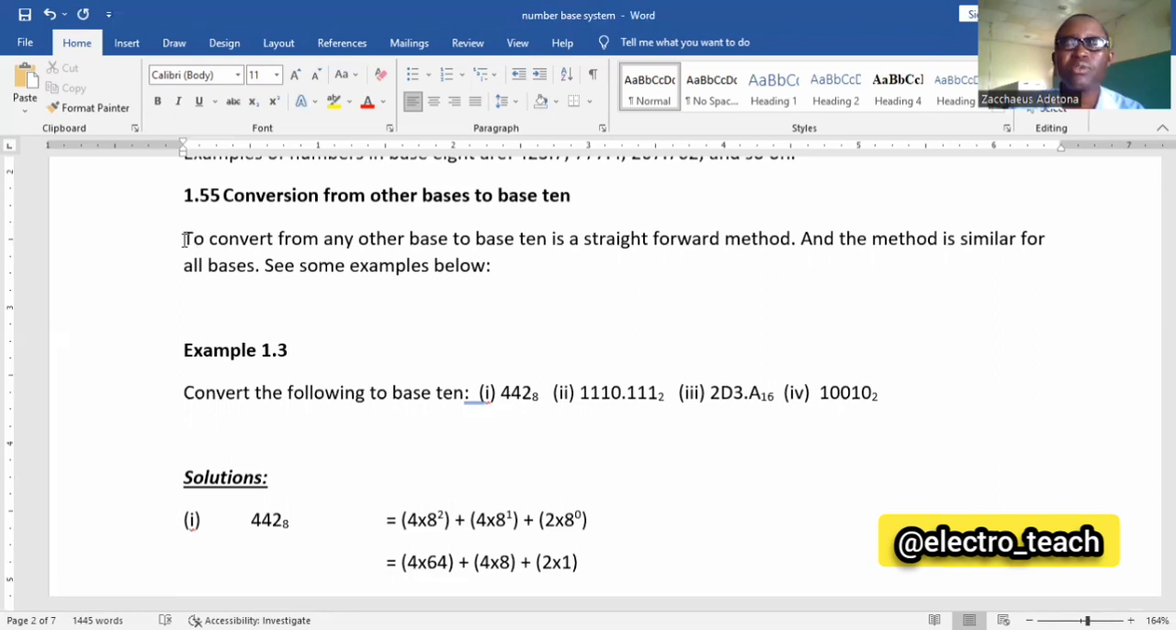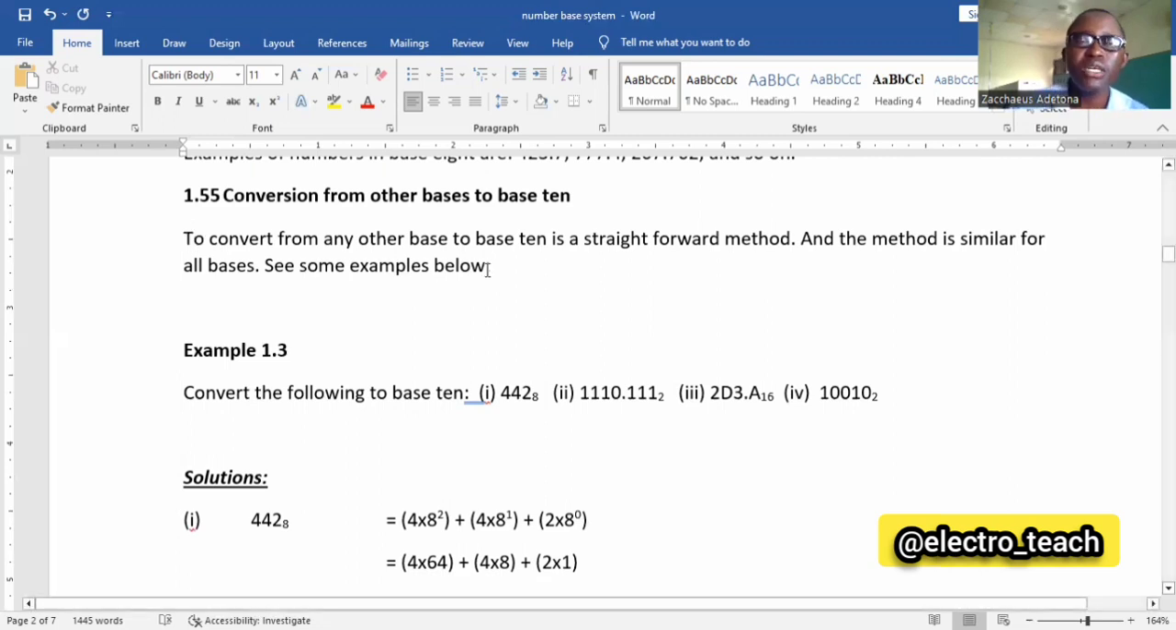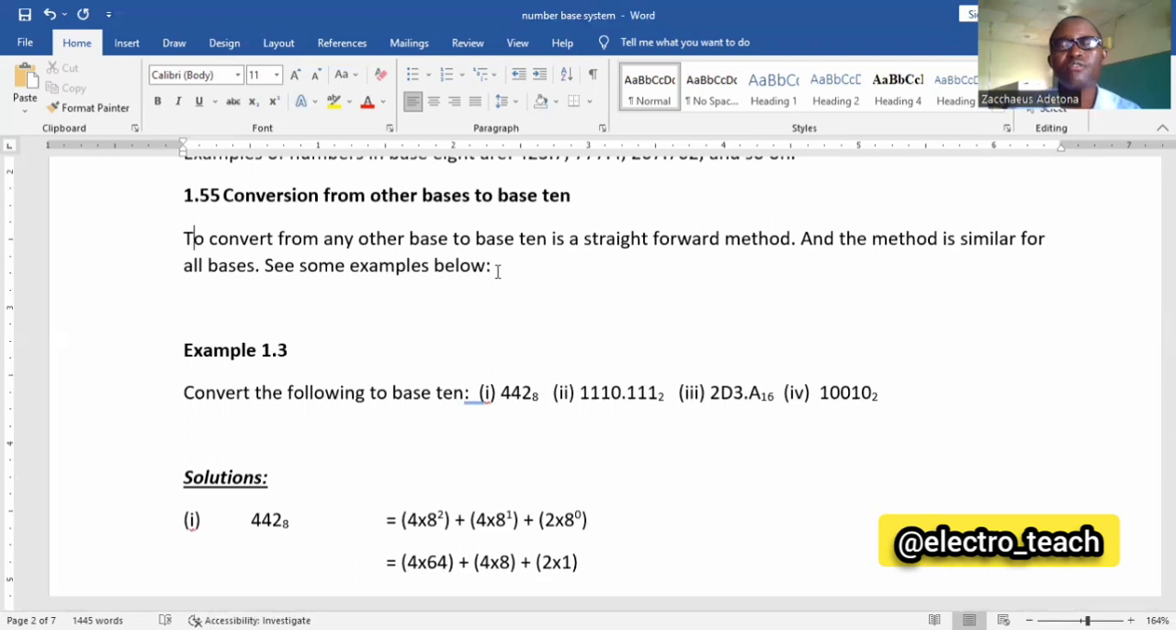To convert from other bases to base 10, we use a straightforward method, which is the same in other bases. The method runs through other base systems when you are converting them to base 10. So we want to have examples of the numbers on the screen. We want to convert them to base 10. These numbers are in base 8, base 2, base 16, and base 2 again. So let's see. We are converting all of them to base 10.